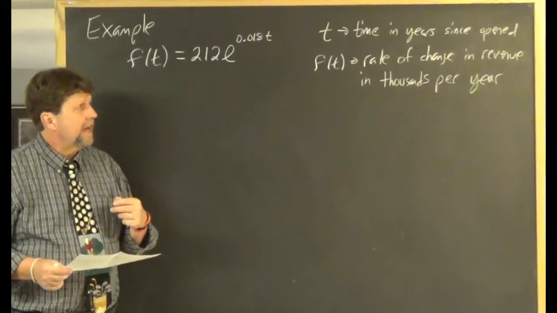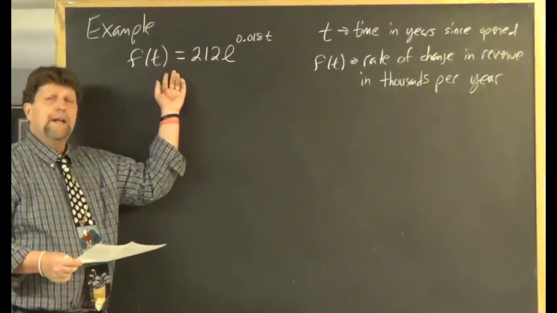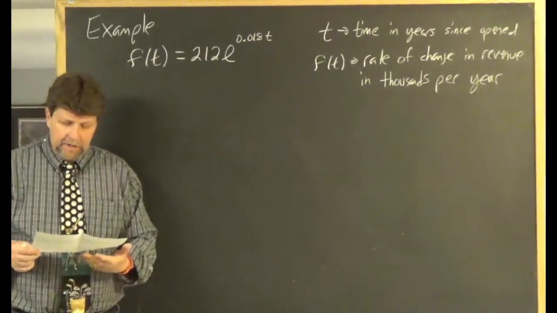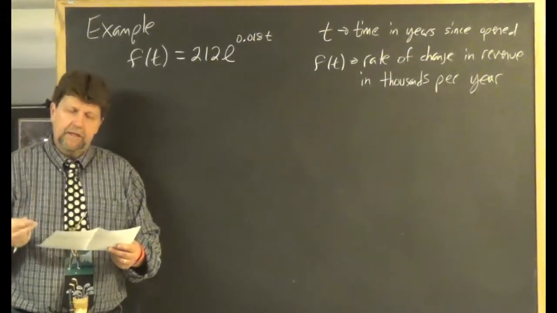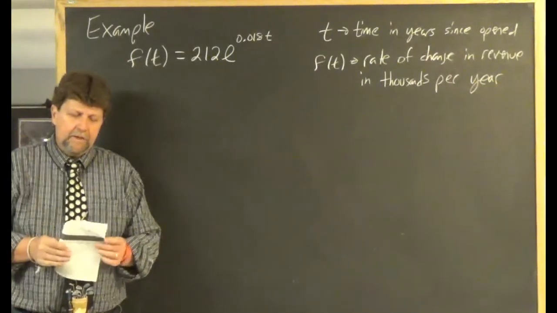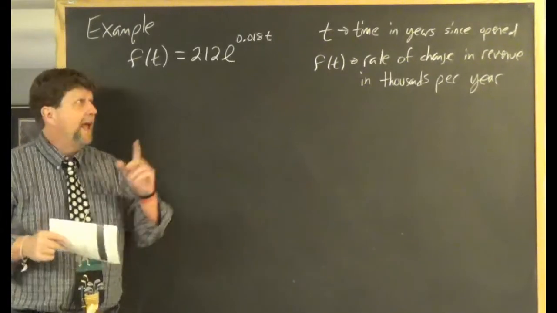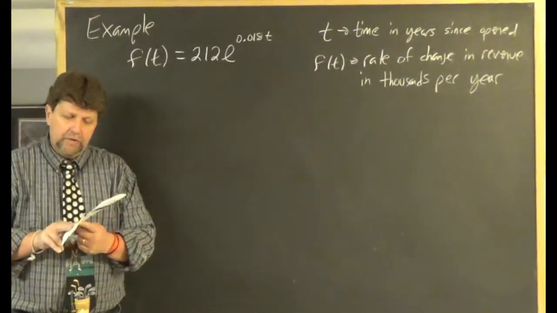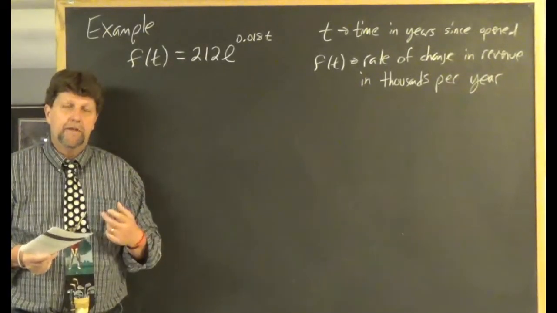T represented time in years since the restaurant first opened, and the rate of change in revenue was measured in thousands per year. We were asked to determine the total amount generated in revenue during the first 2 years the restaurant was open. So here it is, that old concept again. We have a rate of change function, and we're being asked to determine the total amount generated in revenue.